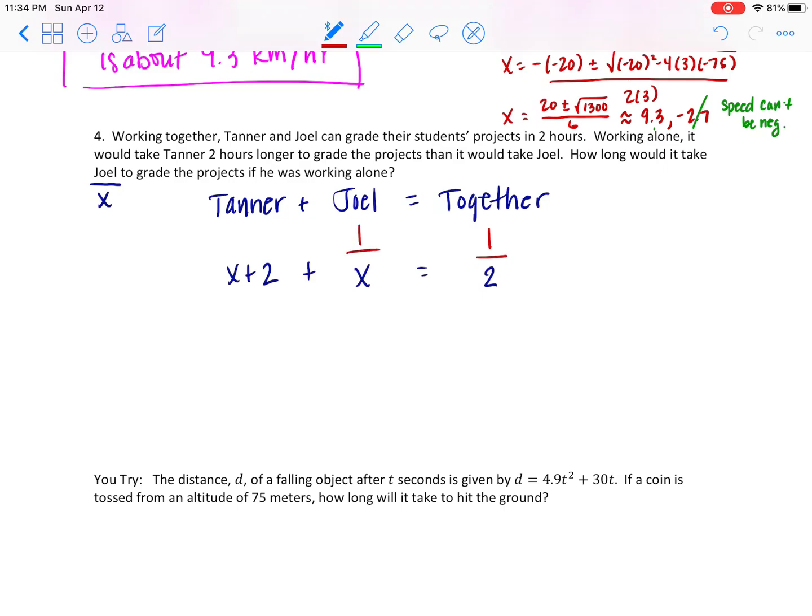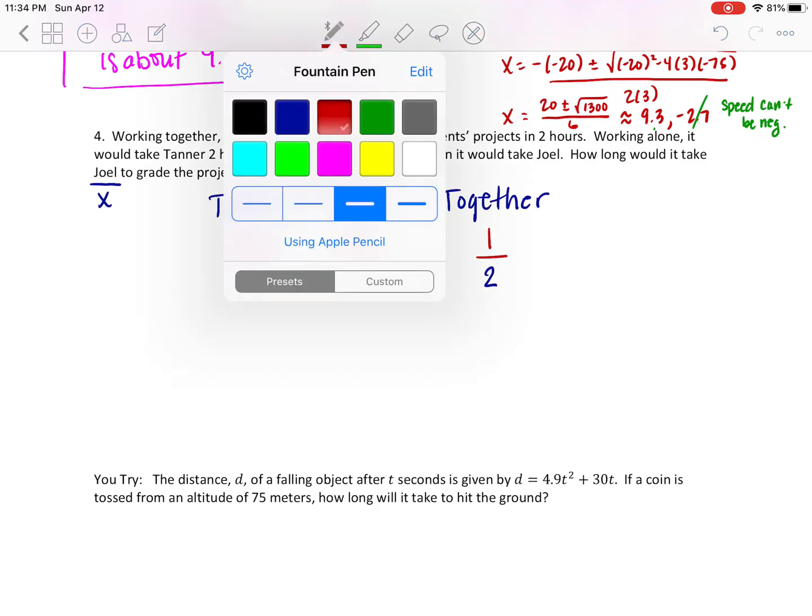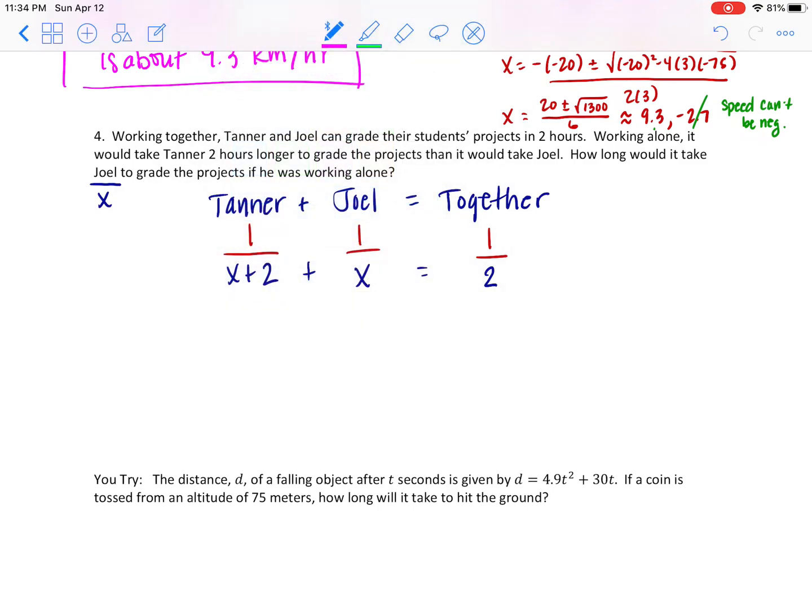This needs to be 1/x of the job per hour here, and then 1 over x plus 2 of the job per hour here. So to convert the amounts to rates, you put a 1 over it, or it's the reciprocal of that amount. All right, so now it's like the last. We got to get rid of these fractions. So we're going to get a common denominator. In this case, our common denominator is going to have a 2 and an x plus 2, each of those pieces. So here we're going to have to multiply by a 2 and an x. Here we're going to have to multiply by a 2 and an x plus 2.